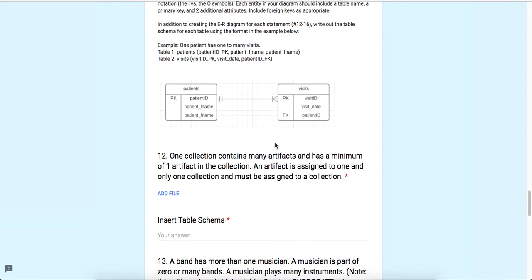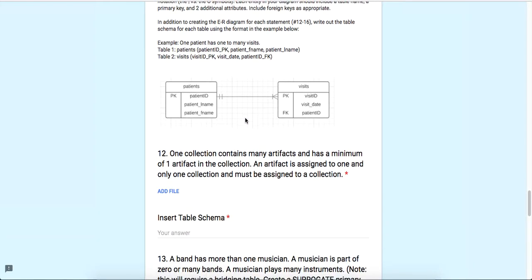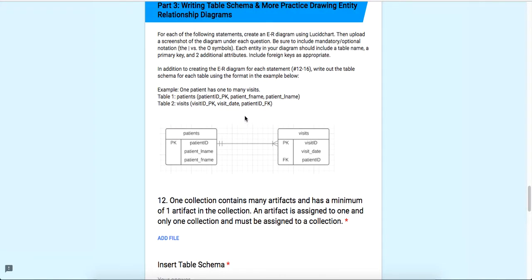Where we ran into a little bit of issues was with drawing the entity relationship diagrams. One thing I want to note here is that you might be tempted to interpret these statements a little bit differently than how they're written. But what I'm asking you to do is to read these statements and to take them at face value. Whatever your logic is telling you, you don't really have to worry about that. So don't overthink it. Just go with the information that is right in front of you.